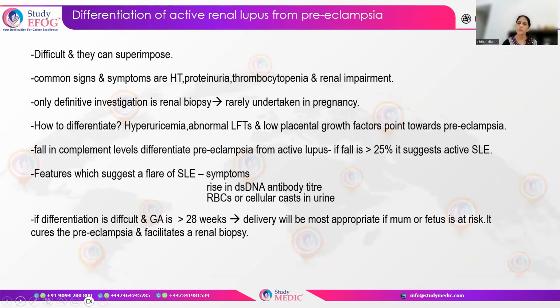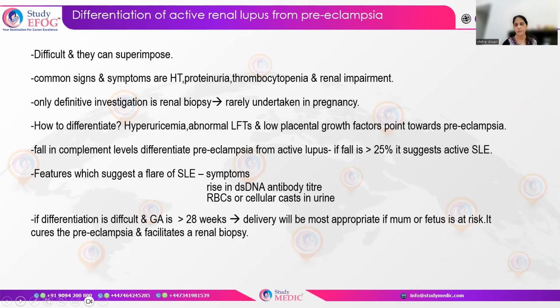Now, it is very important to differentiate active renal lupus from preeclampsia in pregnancy, or you want to rule out whether this is an SLE flare. Remember, it is very difficult and sometimes they can be superimposed because they have common signs and symptoms like hypertension, proteinuria, thrombocytopenia, and renal impairment. The only definitive investigation which can differentiate between an active renal lupus flare and preeclampsia is a renal biopsy, but as we know, renal biopsy is not undertaken in pregnancy.